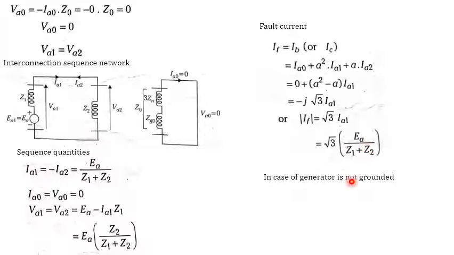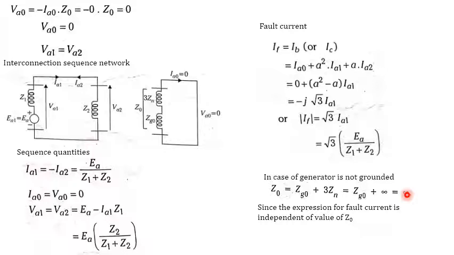Suppose the neutral is not grounded, what will happen? We know that Z naught is equal to Zg naught plus 3Zn, so Zn will become infinite. But the above equation, the value of the fault current, is independent of the value of Z naught. It does not depend upon the zero sequence impedance. Hence, whether it is grounded or not grounded, it won't make any effect on the synchronous generator.